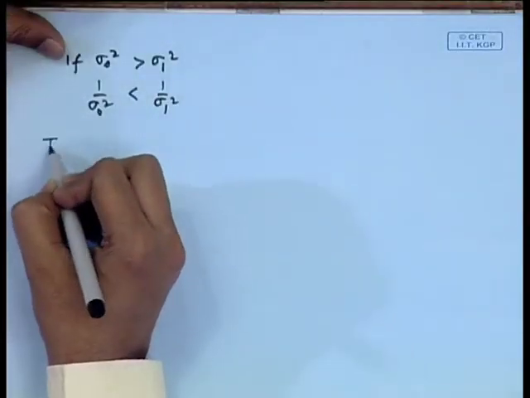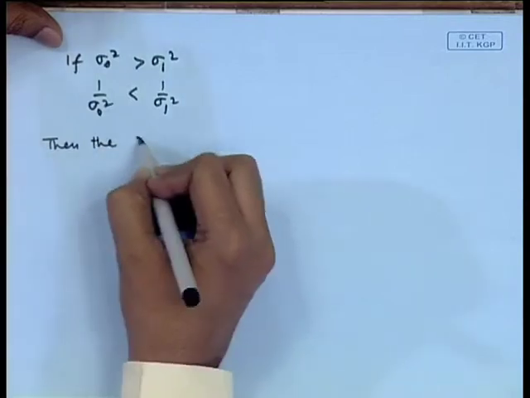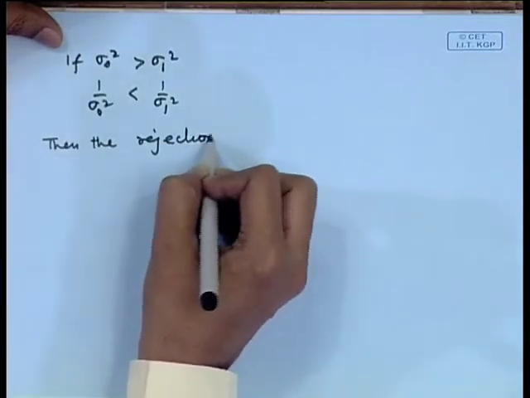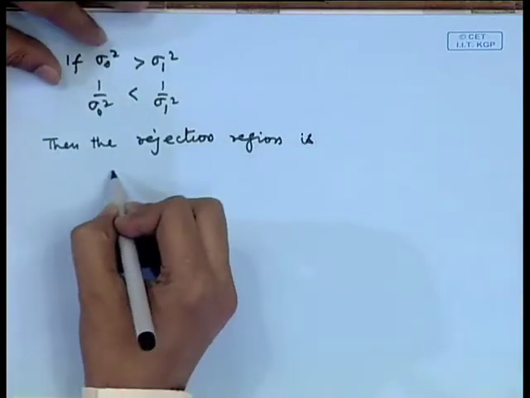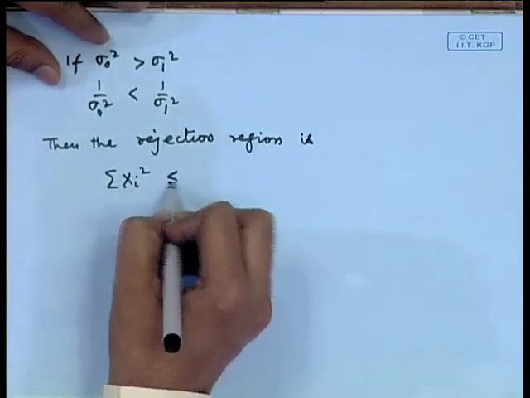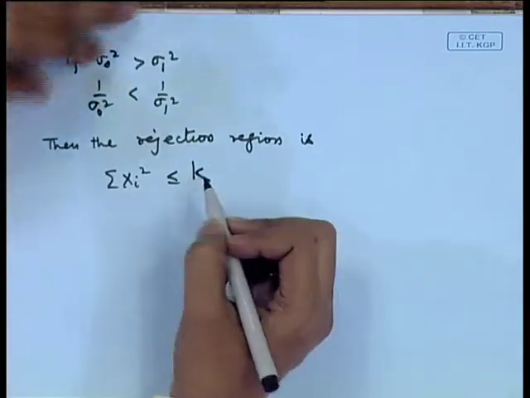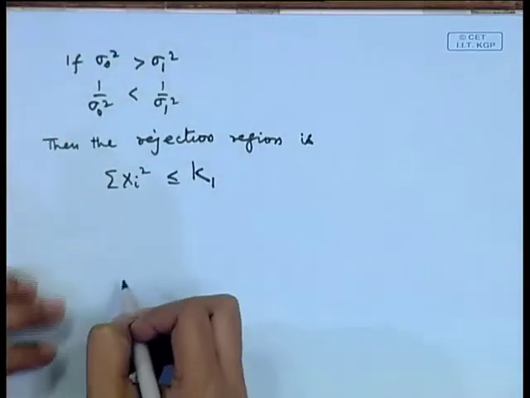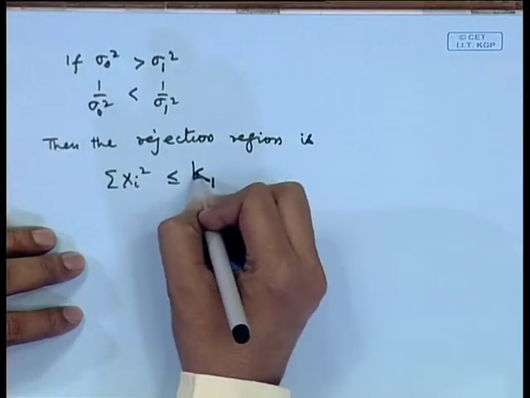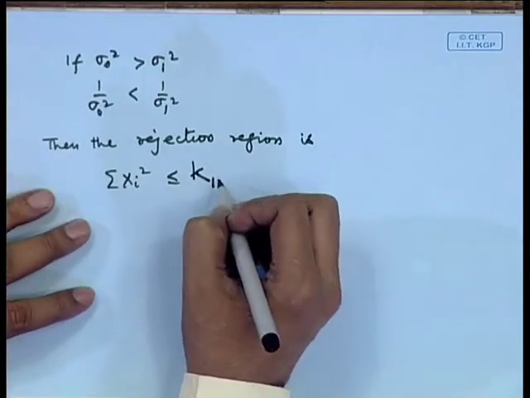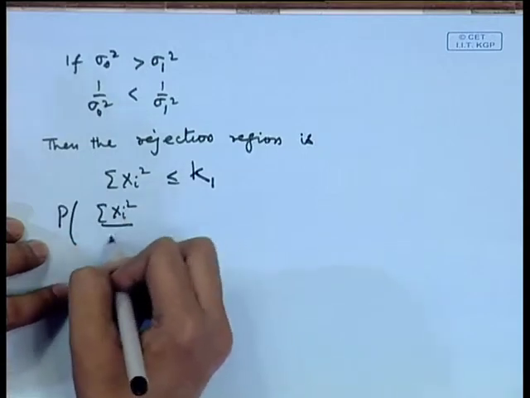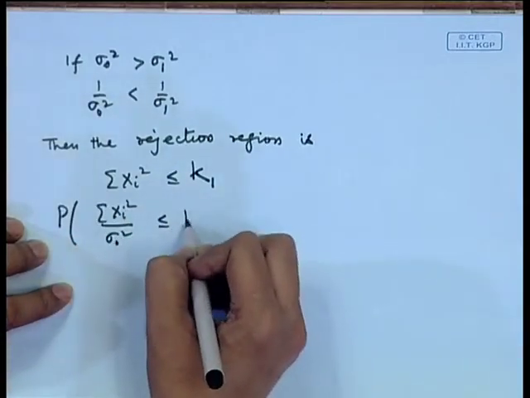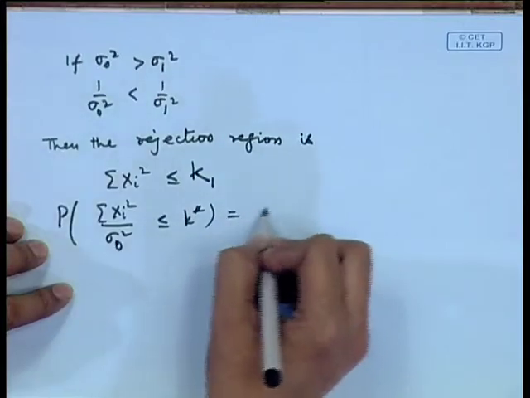So, we are getting the rejection region as sigma x i square less than or equal to k, say k 1, or let me put it in another way. Once again, we will have the probability of sigma x i square by sigma naught square less than or equal to some k star equal to alpha.